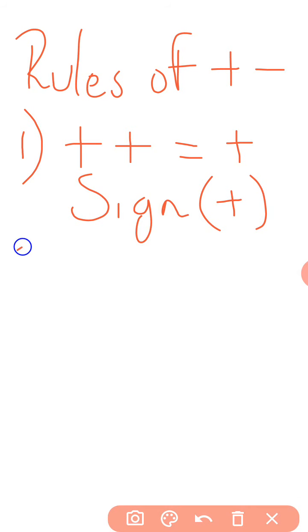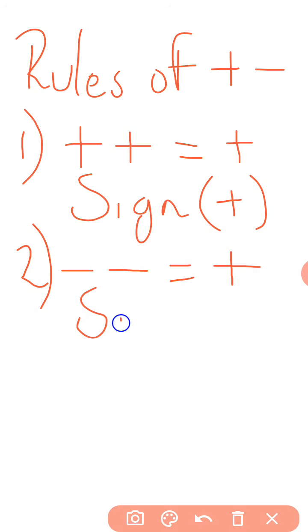Now the second thing is this: if both the numbers are having negative signs, so again minus minus, that means we will add both those numbers with each other. Now here the sign will be negative along with the answer.